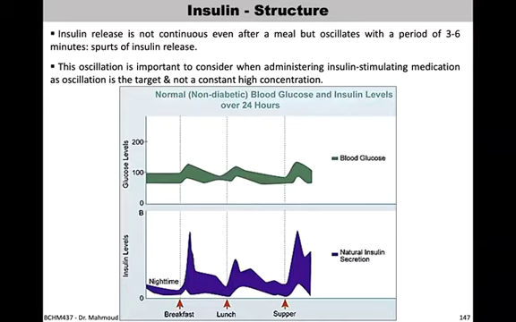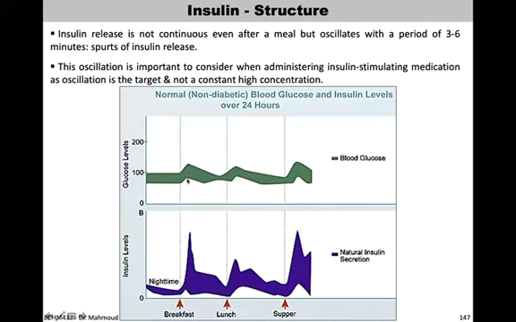This is very important to consider when anybody is taking insulin as a medication, because the insulin has to be taken at the right time with respect to the oscillation time of the insulin. So basically insulin is administered, and the oscillation is the target, not a constant high concentration.